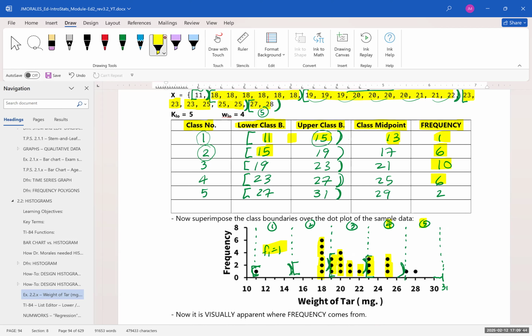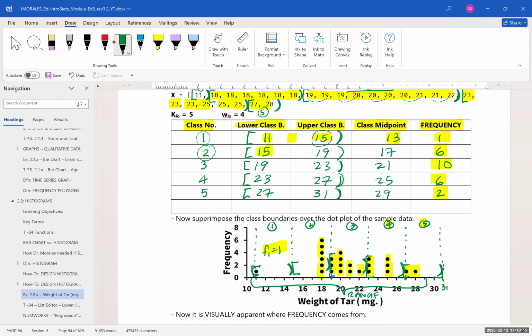And then here in class 5, it includes 27 and excludes 31. How many do we have? We have 2 in class 5. So you can see by carefully choosing the starting point, the number of classes, and the width, our histogram is going to include the full range of our data.